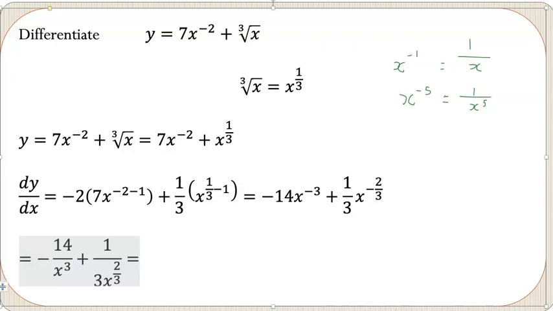Then we can go a step further. Negative 14 over x to the 3rd power plus 1 over 3. And we can put that now using the symbols. So instead of writing 2 over 3, we can write the cube root. So we would put the 3rd root of x squared. Yep, and that would be the other way of writing that answer.